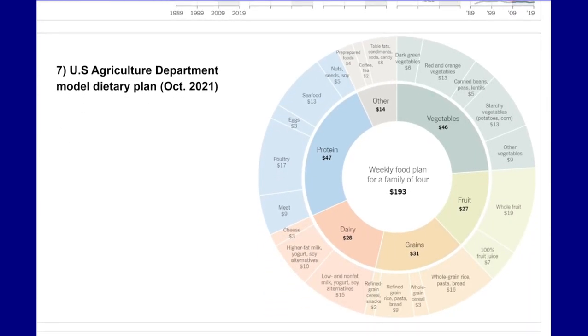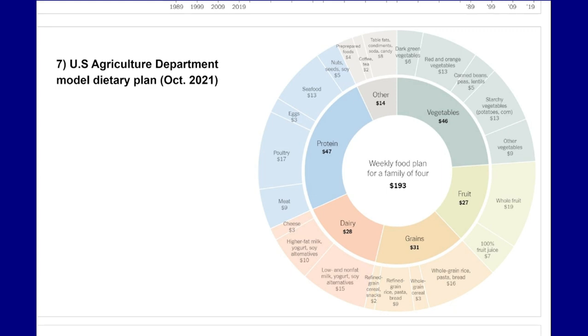The U.S. Agriculture Department model dietary plan. This is the U.S. Agriculture Department's example for breaking up your weekly food plan, giving a price to it, so that you get the proper amount for your average dietary needs. So this is how they're saying that you can break it up for a week for a family of 4.